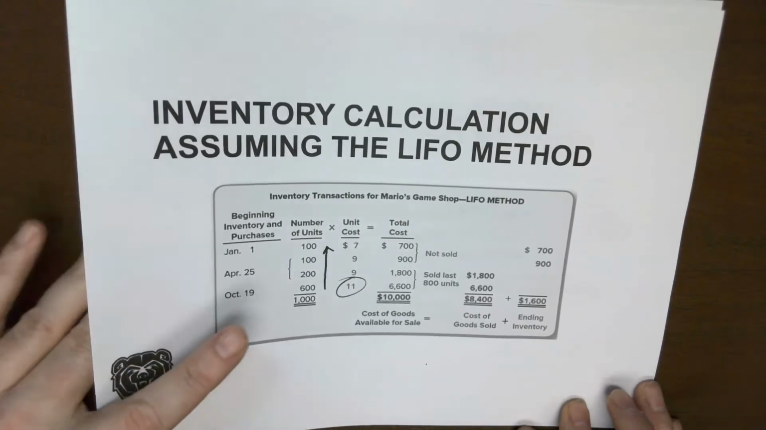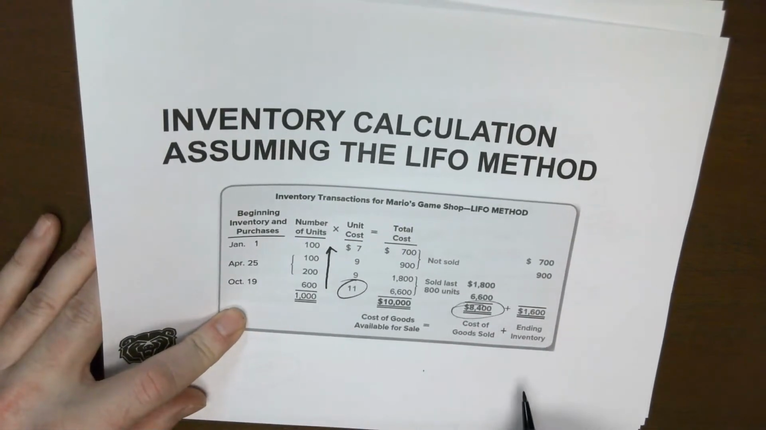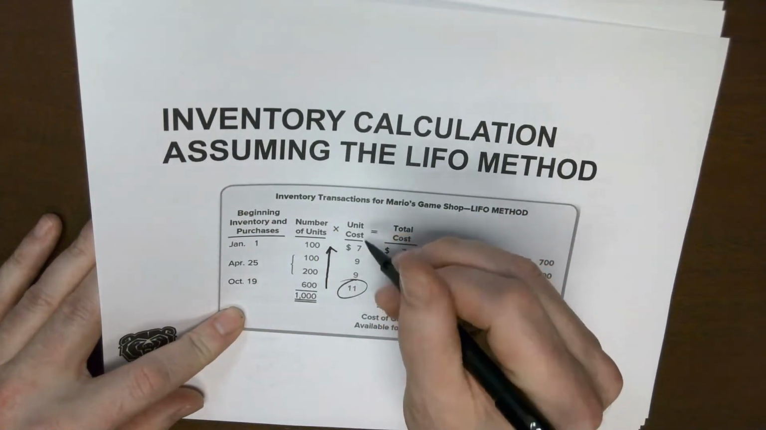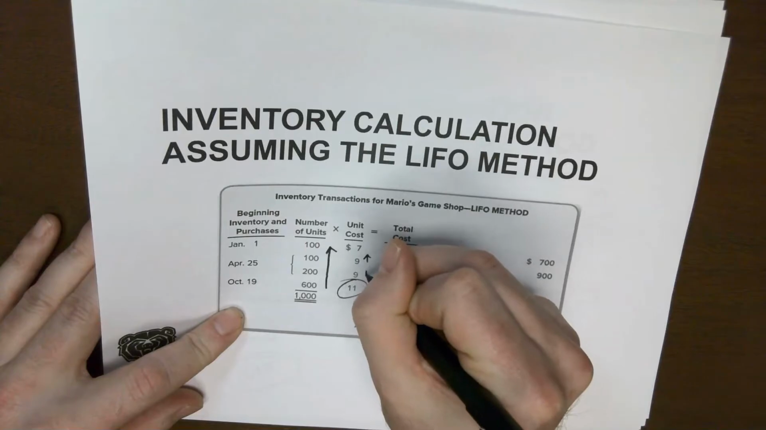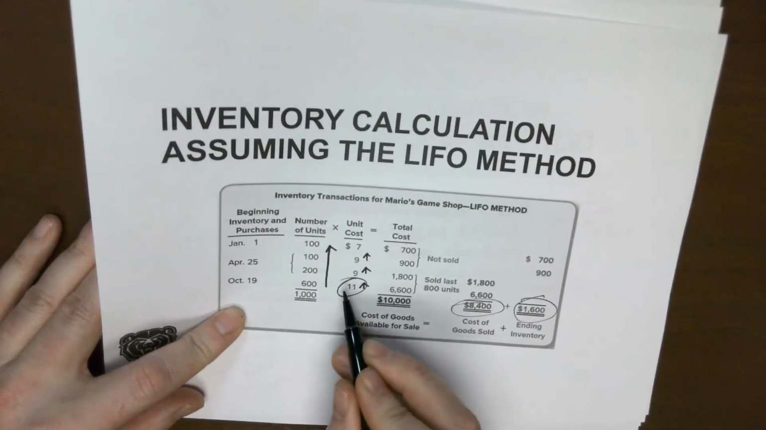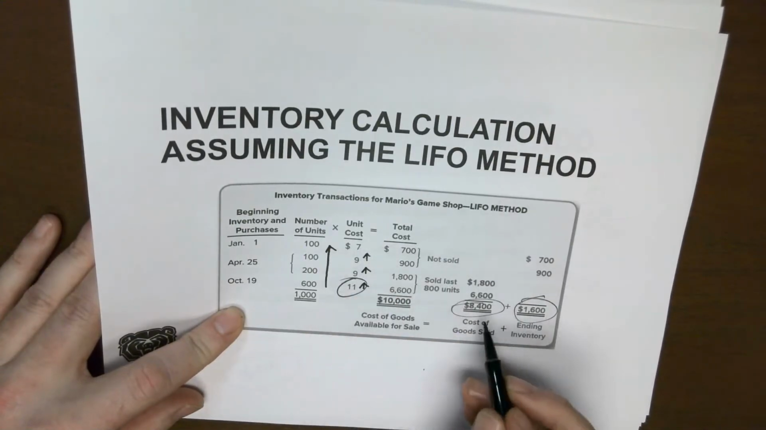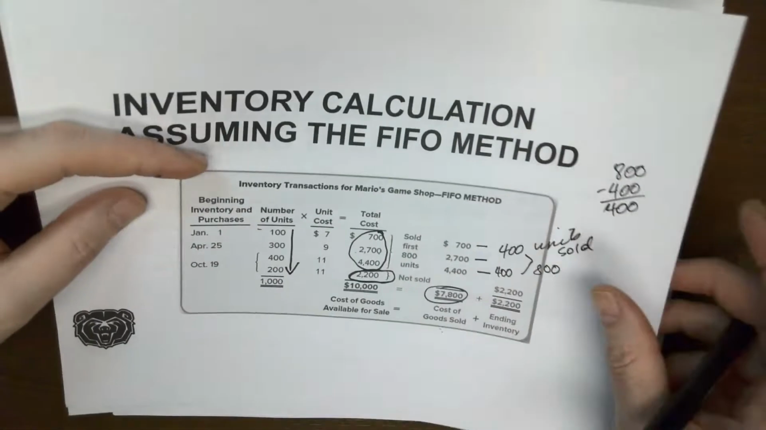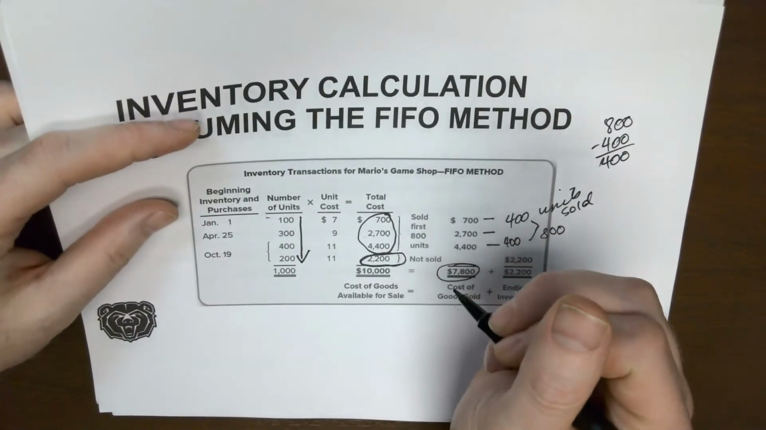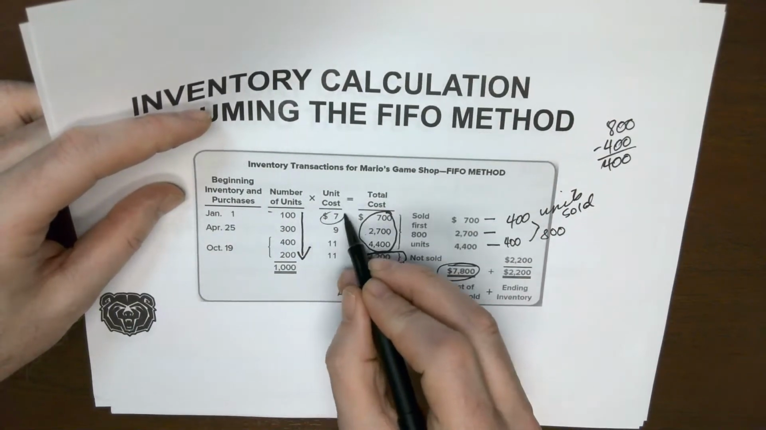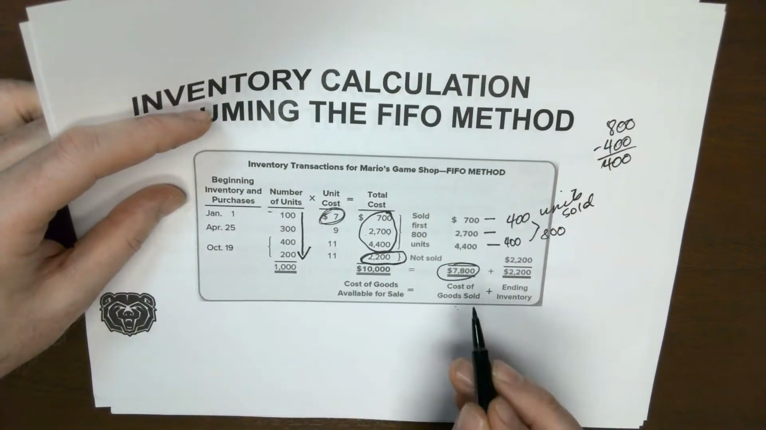What it does is it ends up changing your cost of goods sold number and your ending inventory number. Why is that? Well, because you can see here that our costs are increasing. So if we sell the ones that cost us the most up front, we're going to have a higher cost of goods sold. Whereas with FIFO, we've got the same increases, but we're selling the lower costs first. So you have a lower cost of goods sold.